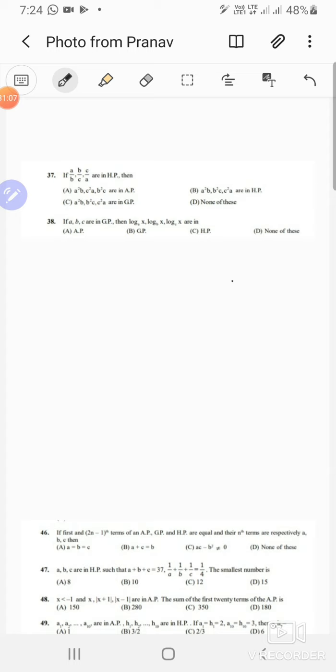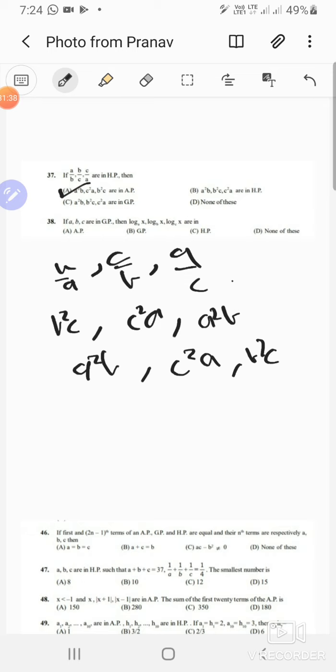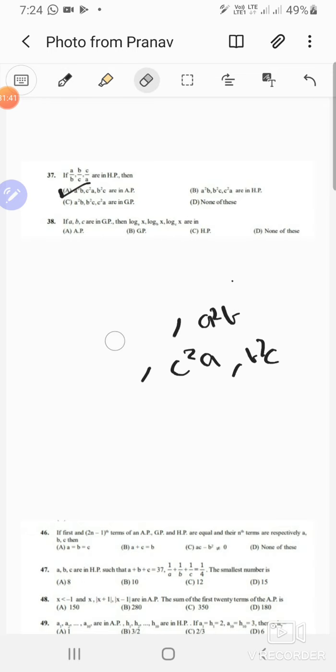That should be easy enough to prove. So let's do this thing. We know that b upon a, c upon b, and a upon c should be in an arithmetic progression. So let's multiply this by abc. That will give me b squared c, c squared a, and a squared b in an arithmetic progression. In other words, if you reverse this, you get a squared b, c squared a, and b squared c in an arithmetic progression. Yes, that's exactly what it says. So let's go to the next question.